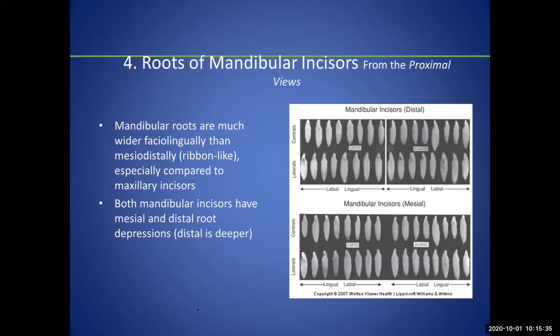Mandibular roots are much wider facial lingually than mesiodistally. And both mandibular incisors have mesial and distal root depressions, the distal being deeper. Remember, on the maxillary, it's the distal root depression generally. So these mandibular central incisors are so narrow, they need more surface space for those periodontal ligaments, so they have both a mesial and a distal root depression.